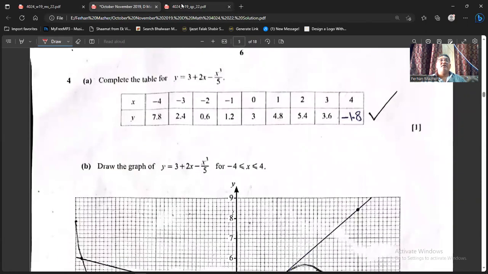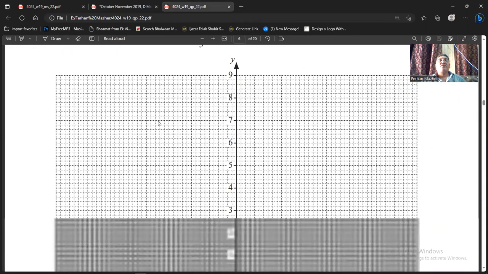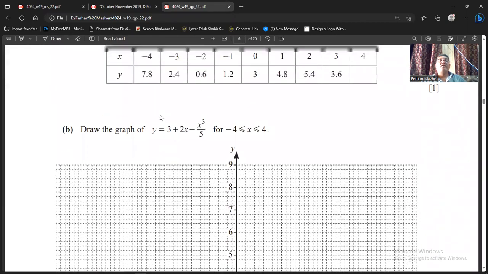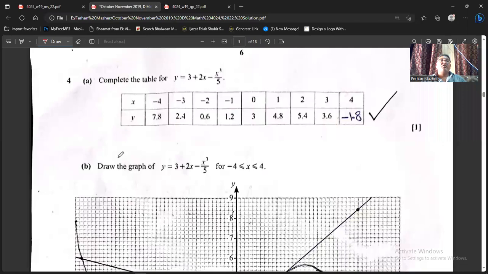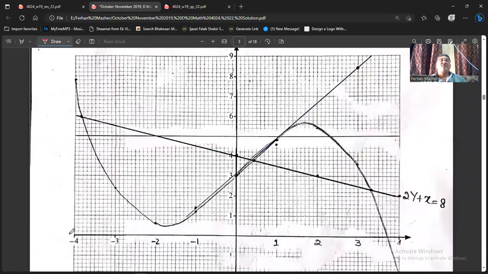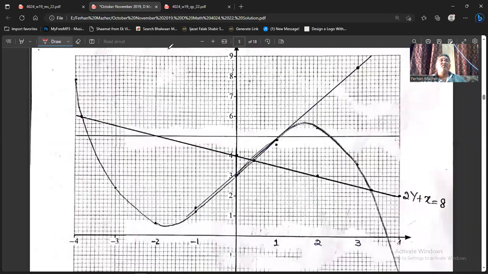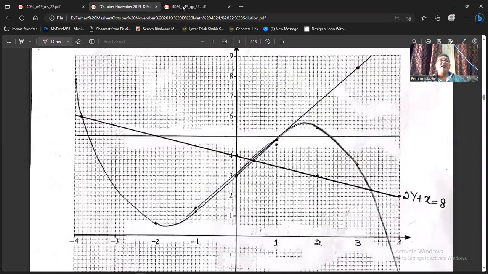Then we have to draw the graph of this, from -4 to 4. Here we have that graph. The grid is already there, so we just have to plot these points. This is the X value, Y value. At -4, you have 7.8. And at -3, you have 2.4. Yeah, this point. At -2, you have 0.6. And this is the point. And at -1, you have 1.2. This is the point, 1.2.